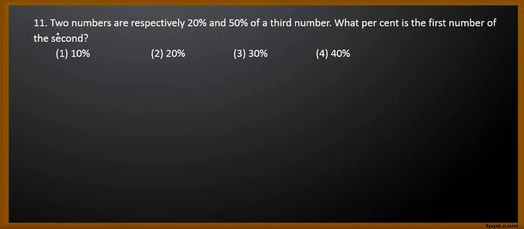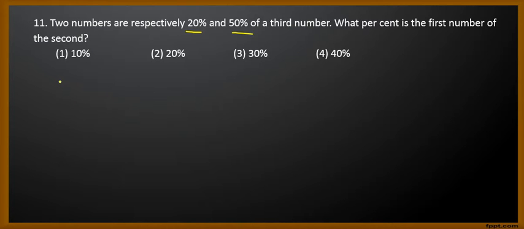Look into this question. Two numbers are respectively 20% and 50% of a third number. What percent is the first number of the second? We don't know the values of the numbers, but they are given with respect to a third number. Here we don't have any information about the third number. What do I have to do?